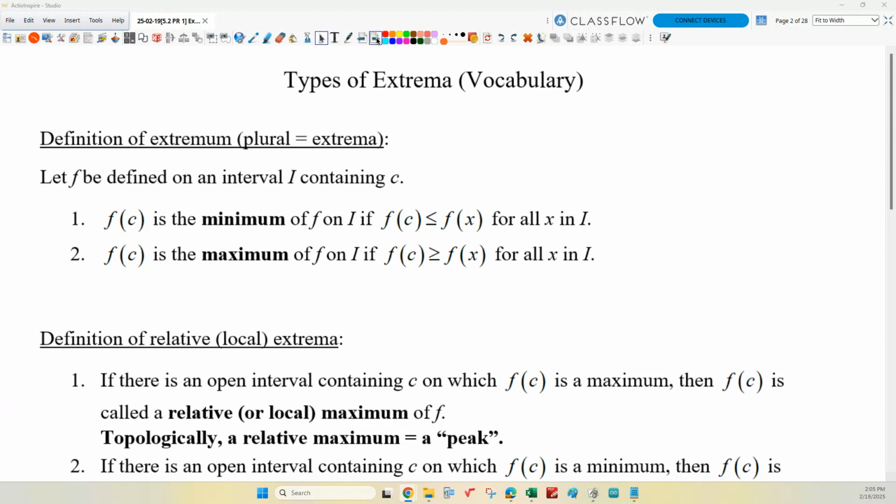So let f be some function defined on an interval I. What does that mean? What are we even talking about there? Let f be defined on an interval I. What's an interval I? What does that mean to you? You guys have got to get used to reading textbooks a little bit. Get used to this language before you go to college.